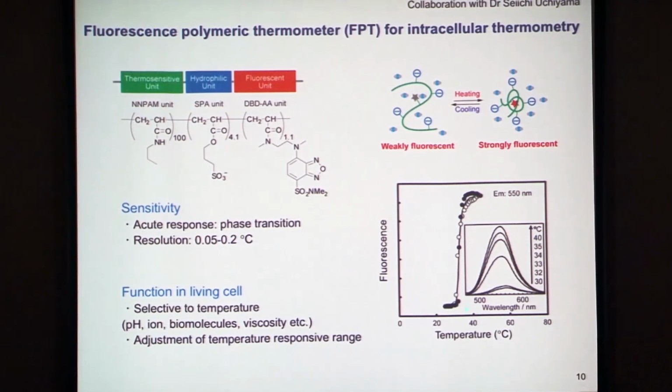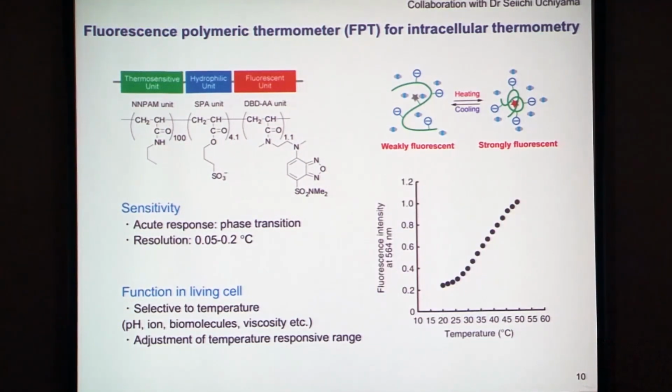This is the fluorescence response of just a combination of the acrylamide and the fluorophore. As you can see, the temperature-dependent fluorescence jump can be seen here. This is based on the phase transition of the acrylamide. We have to apply a lot of fluorophore and also hydrophilic units to make this FPT stable even in a living cell. So the response is a little bit hampered, but still we obtained a 5 times enhancement of fluorescence intensity.